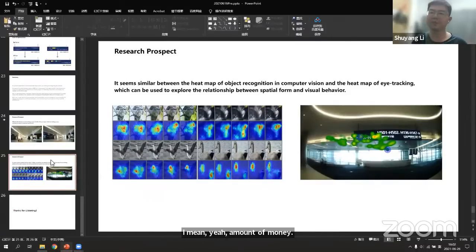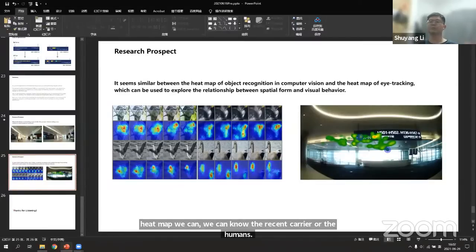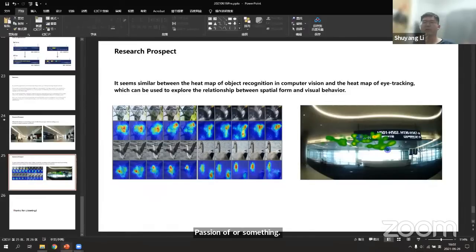Yes, we think that the heat map is an approach for us to explore the interior space design, and from this heat map we can know the visual behavior or the human's perception of something, and I think it is helpful for us to evaluate our design.